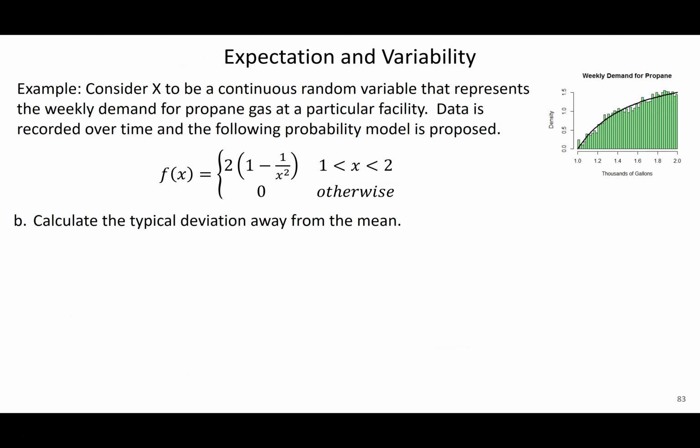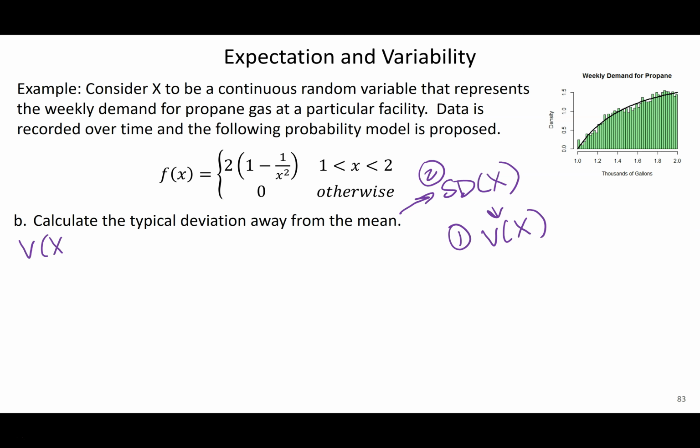So now calculate the typical deviation away from the mean. It's asking for the standard deviation of X. It wants to know, sort of on average, how far do the demand values deviate from the mean. So here, that means we're actually going to calculate the variance of X first, and then we're going to square root it to get the standard deviation of X.